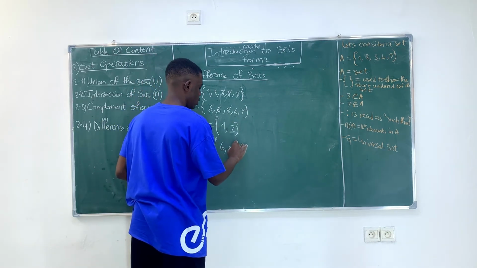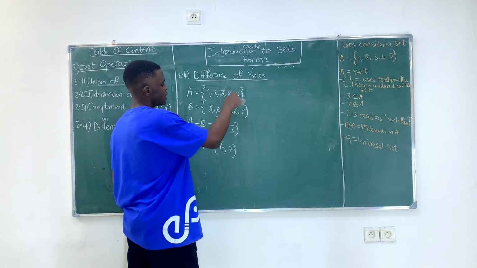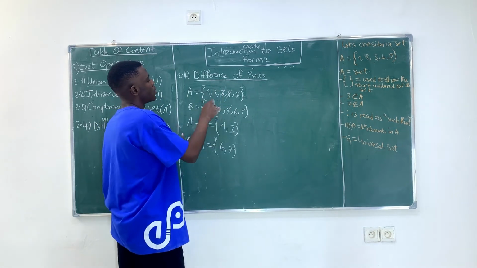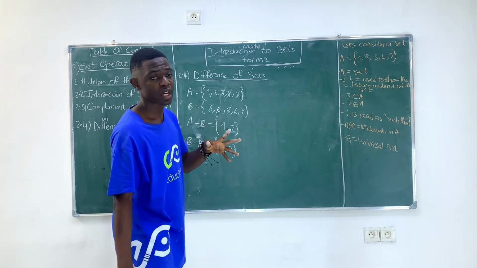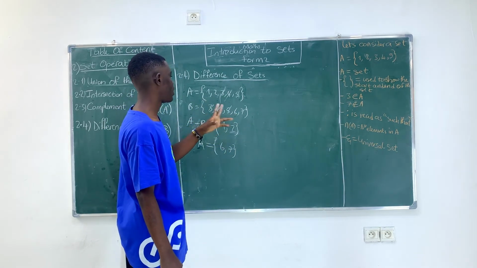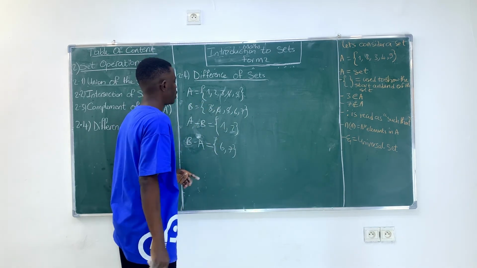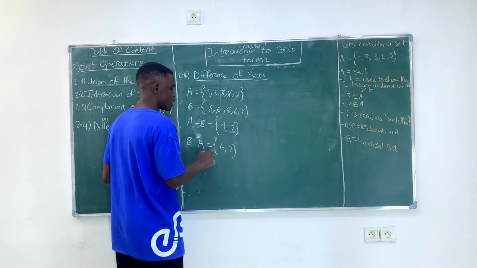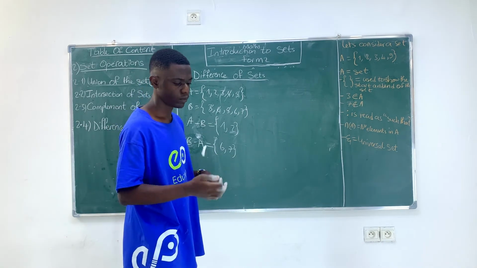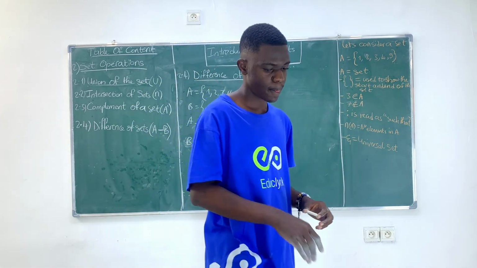6, 7. So when they say A minus B, you remove the things that are in common and you look at what is in A. What is in A? 1 and 2. You see, you have removed everything that is common. 3, 4, and 5 are common. What is in A? You have 1 and 2. So A minus B is 1 and 2. But what is in B? You have 6 and 7. So B minus A is 6 and 7. That is just it.